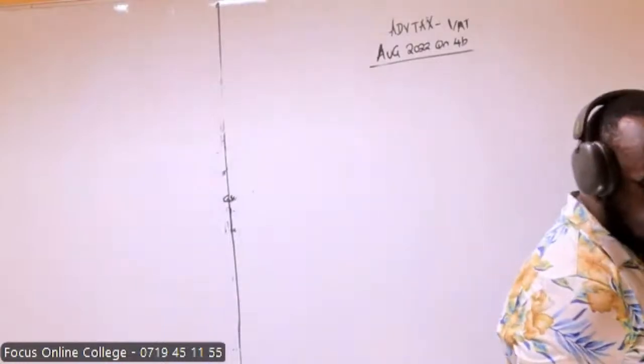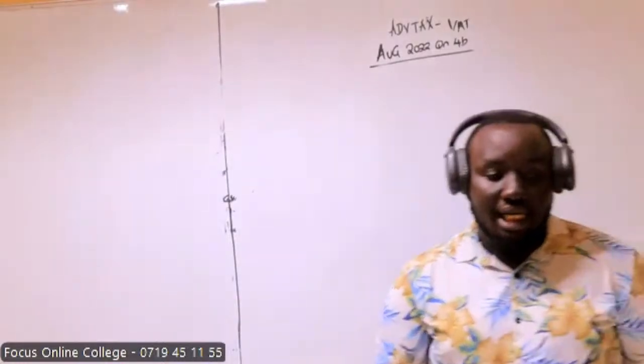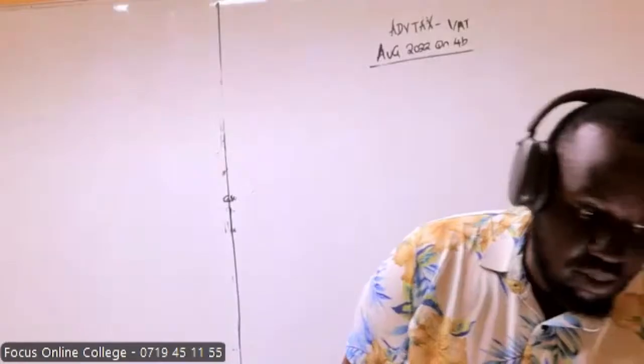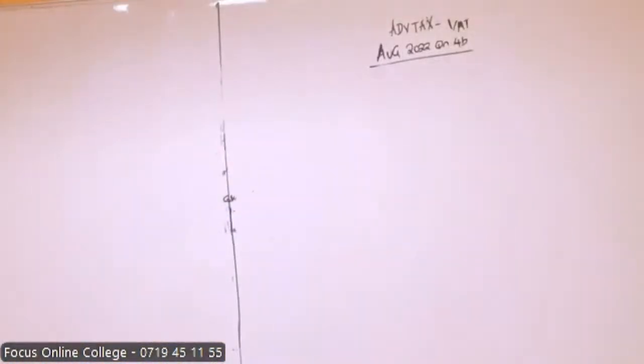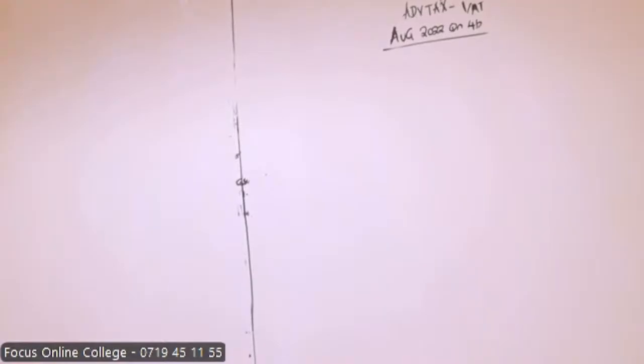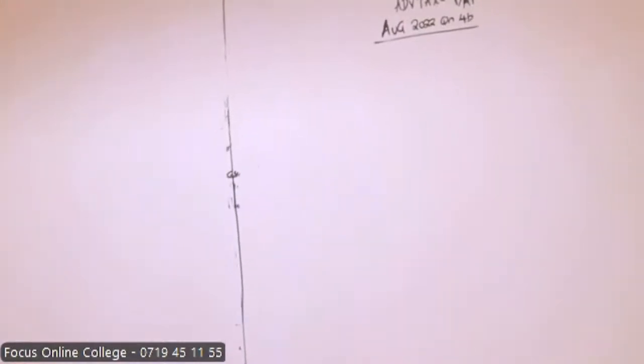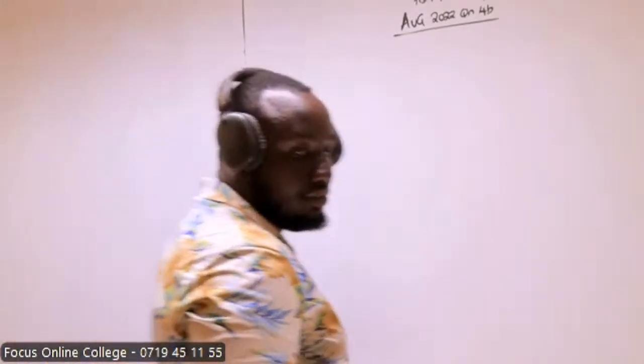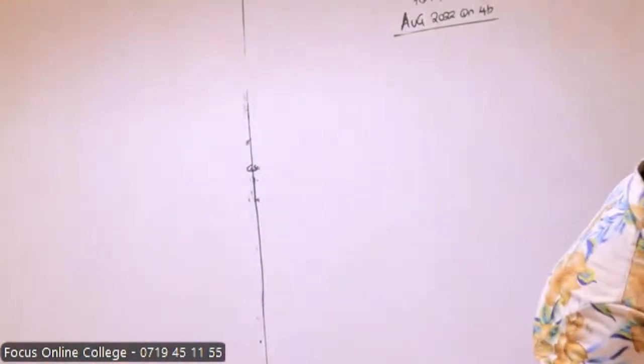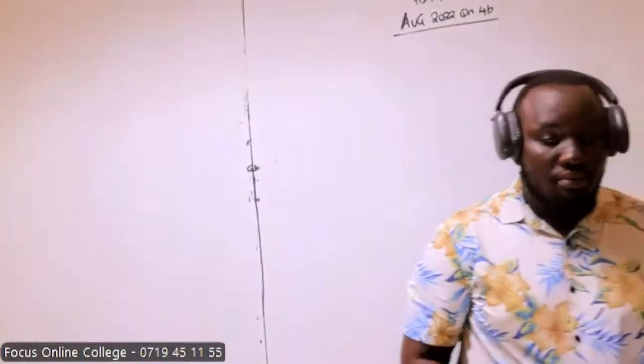Give it a yes if you're together. What is the tax point based on the information we're given? What is the tax point based on that information, number one? So the tax point is basically October.